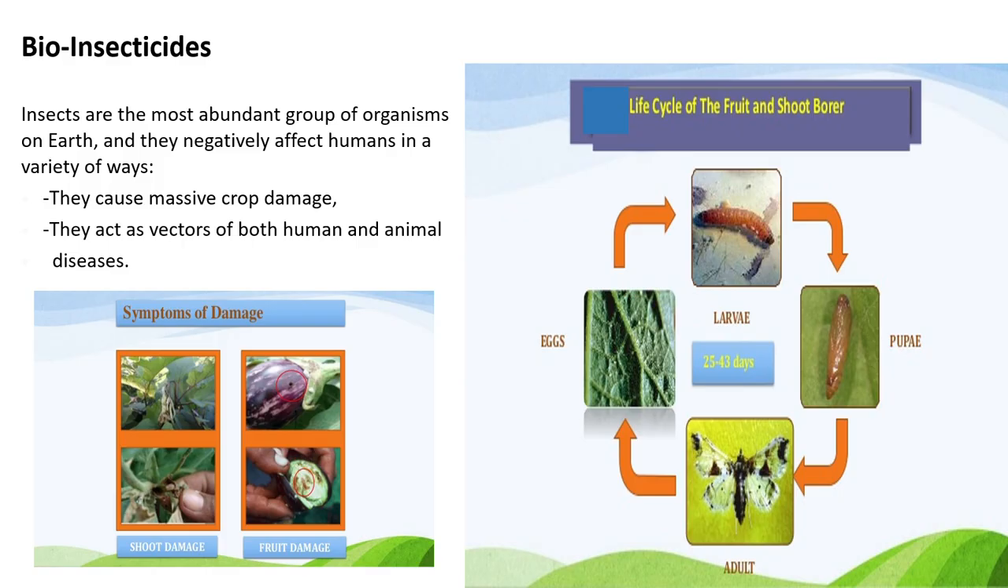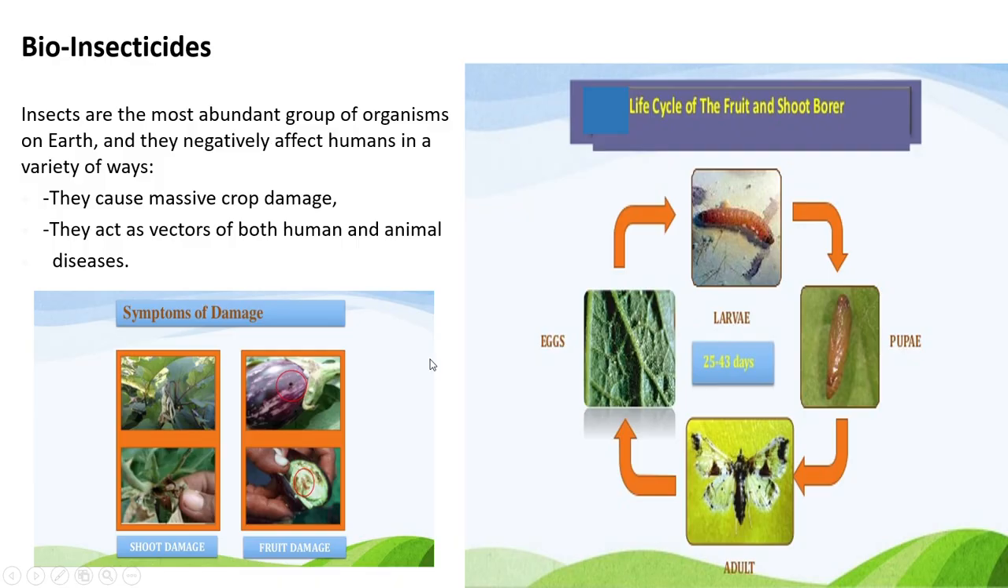Now we'll learn about the application of delta endotoxin, or the insecticidal crystal protein of Bacillus thuringiensis. An important role is that we can develop these proteins as bioinsecticides. Insects are the most abundant group of organisms on earth, and they negatively affect humans in a variety of ways. There are two ways they harm human beings. They cause massive crop damage, and they act as vectors of both human and animal diseases. Both of these can be controlled by using BT as a biopesticide.